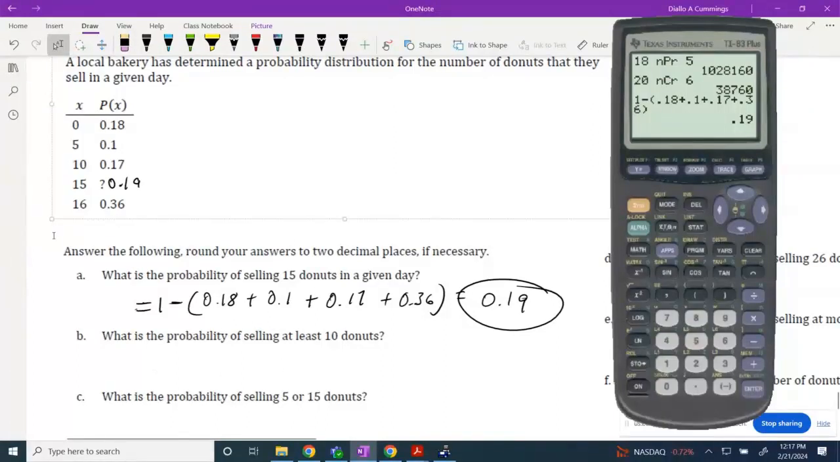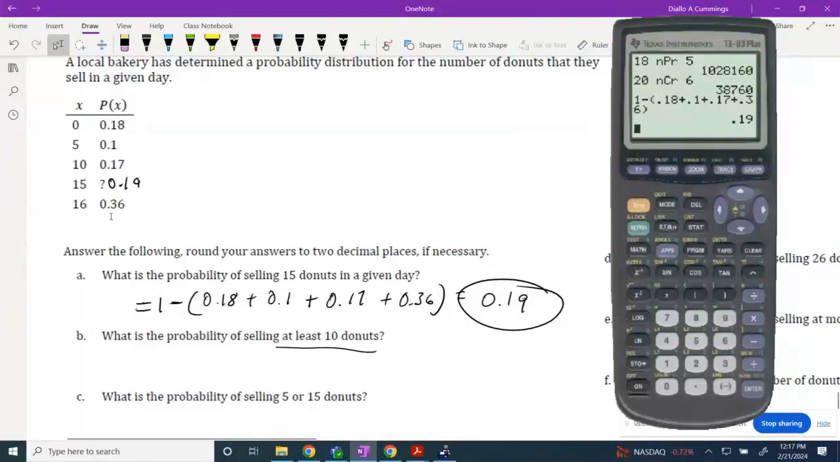All right, B says, what is the probability of selling at least 10 donuts? So if you sell at least 10, that means you can sell 10 donuts, you can sell 15 donuts, or what? 16 donuts. So I'm going to add up all 3 of these probabilities.